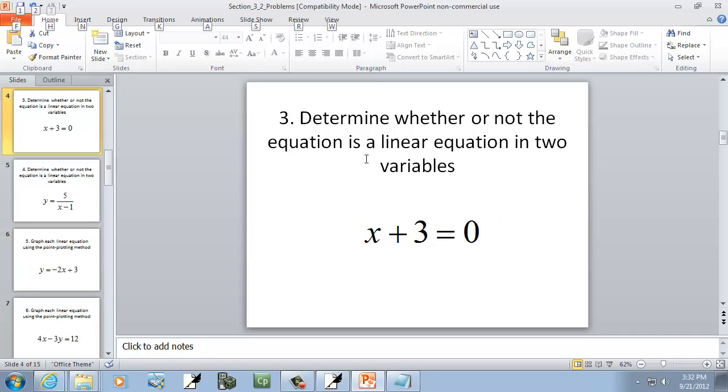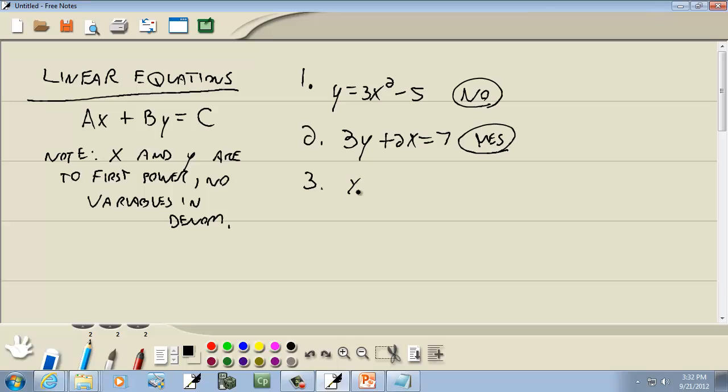This is kind of an oddball one. x plus 3 equals 0. Now remember what I said over here, a, b, and c can be any numbers. It can be 0. Like if I put 0 in for b, I get 0 times y, that'd drop away. So this is actually yes. We have x and y to the first power. We don't have y, but we have x to the first power, and there's no variables in the denominator.